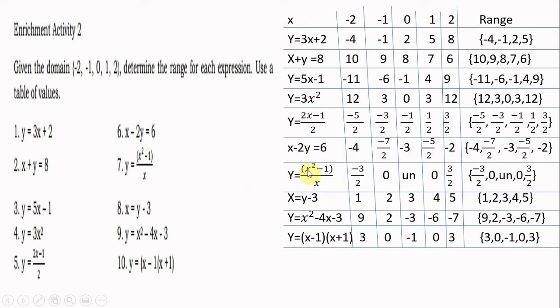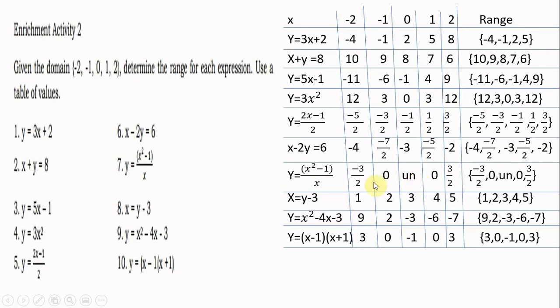So y equals the quantity x squared minus 1 over x. If x is negative 2, that's negative 4. So negative 2 squared is 4, minus 1 is 3, over negative 2, that's negative 3 over 2. When our x is negative 1, negative 1 squared is positive 1, minus 1 is 0. When our x is 0, the denominator is 0.